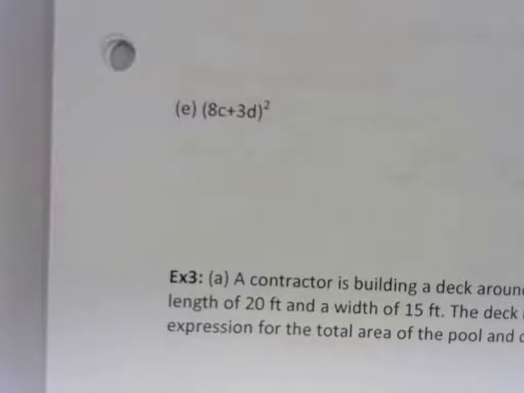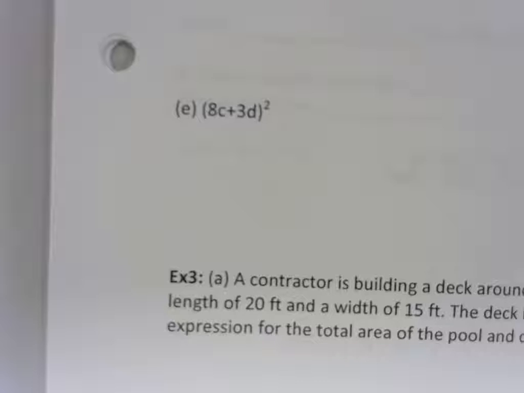When you look at E, if you see this on the test or on your homework, what is your first thought? Distribute the exponent. 8c squared plus 3d squared. You cannot do that. So you need to get past the idea of distributing that exponent. I can't take 8c squared and 3d squared because of that plus in the middle.